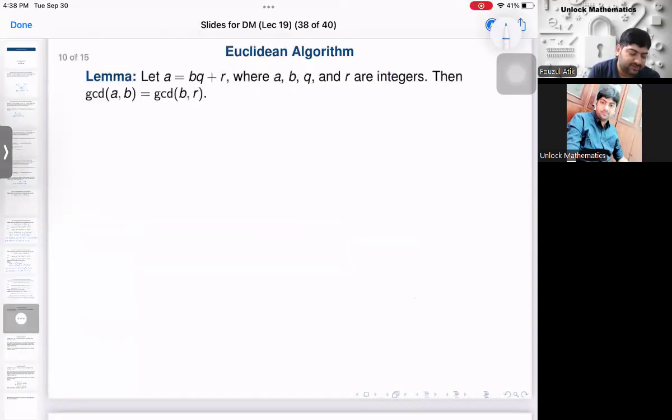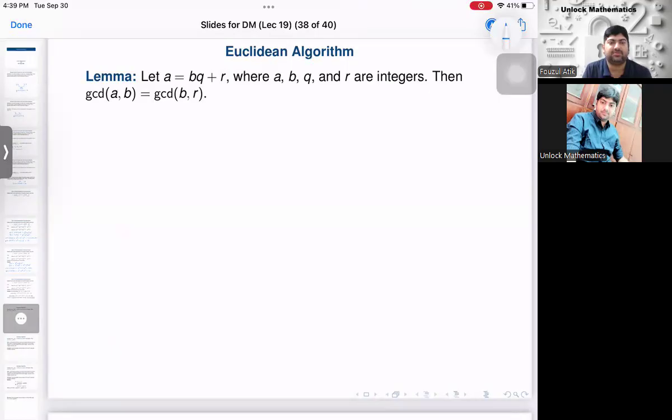Now we have one algorithm which is called the Euclidean algorithm. What it says: let A is equal to BQ plus R, where A, B, Q and R are integers. We have seen this kind of form, right? For any integer A and any divisor B, A can be written in the form A is equal to BQ plus R, where A is the dividend, B is the divisor, Q is the quotient, R is the remainder. Right? So we can always write that.